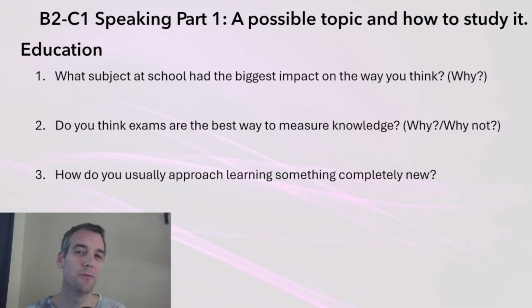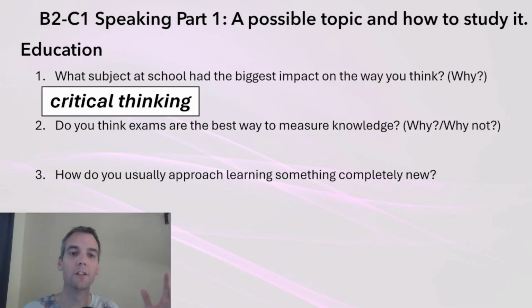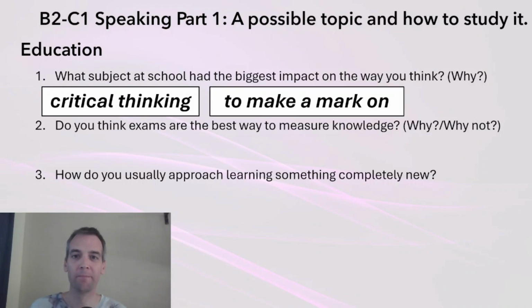The other possible way of doing this is to think about real questions that you'll get on a C1 speaking exam, such as the subject at school that had the biggest impact on the way you think, and then picking out that vocab like we did before, but thinking, okay, critical thinking. What do I say here with critical thinking? Or making a mark on. Now we know this fits the question because artificial intelligence had some idea of what it was doing. But then your job again is to think for yourself and express these common ideas on these topics.